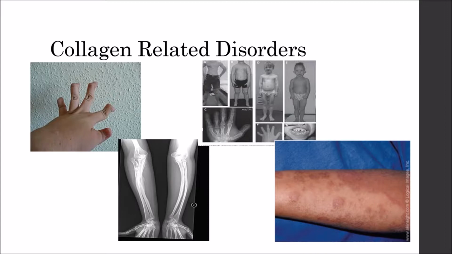On the left side, you can see Ehlers-Danlos syndrome, and the bone X-ray shows Alport syndrome. On the upper right side is osteogenesis imperfecta, and the lower right is atopic dermatitis.